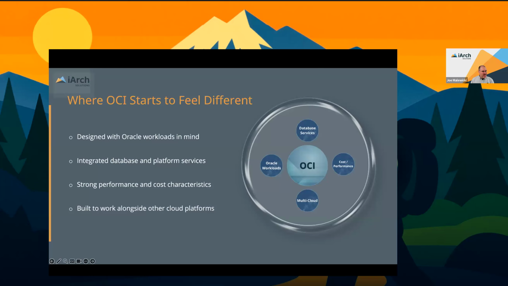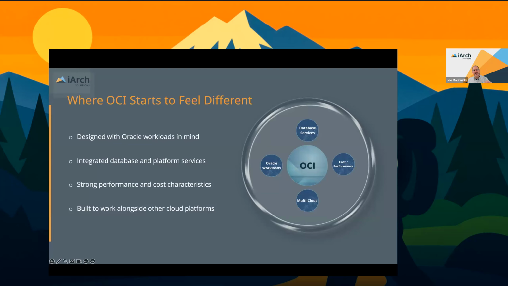So jumping right in here, keep moving along on our 30-minute window, where OCI starts to feel different from other vendors. Now, this is where we come back to something I mentioned earlier. Conceptually, again, OCI is very similar to other big players out there. Core building blocks are the same. However, where it starts to feel different is how it's designed and how it's used.